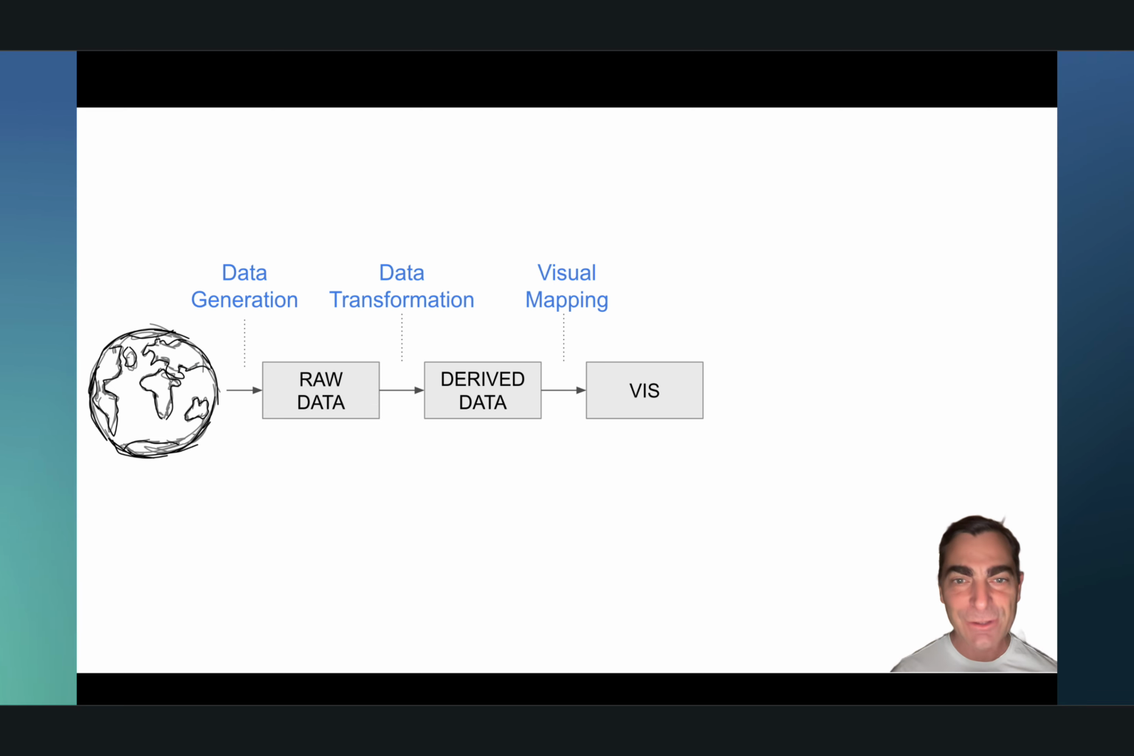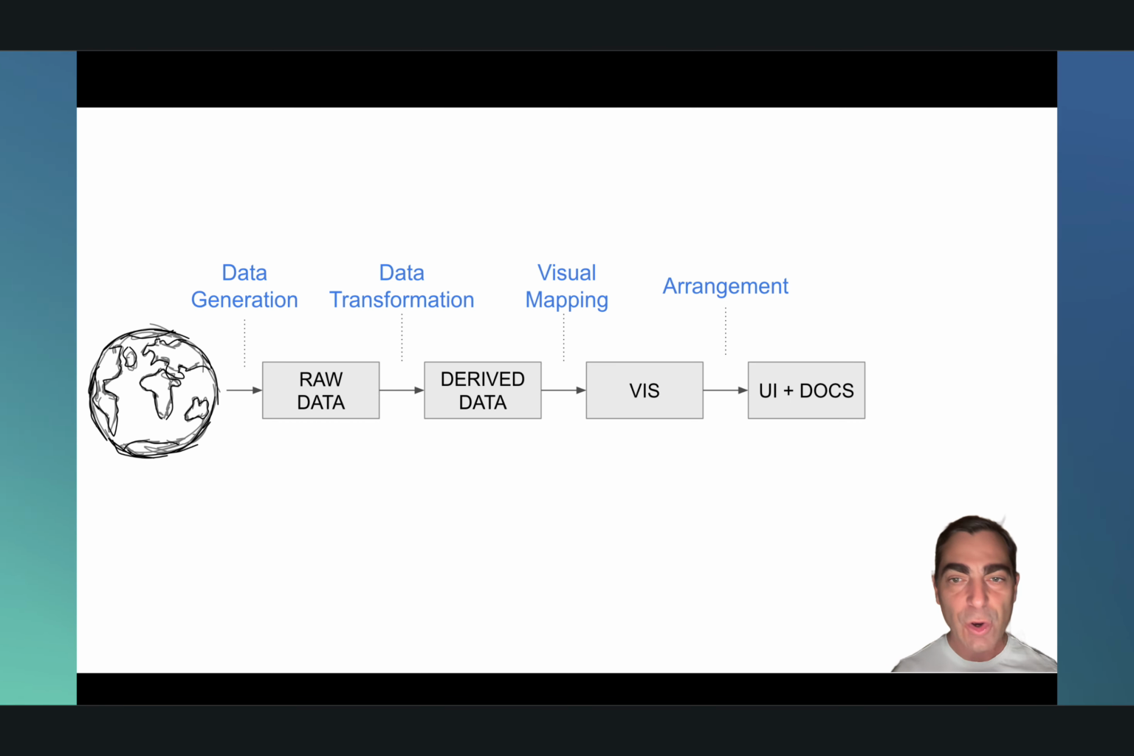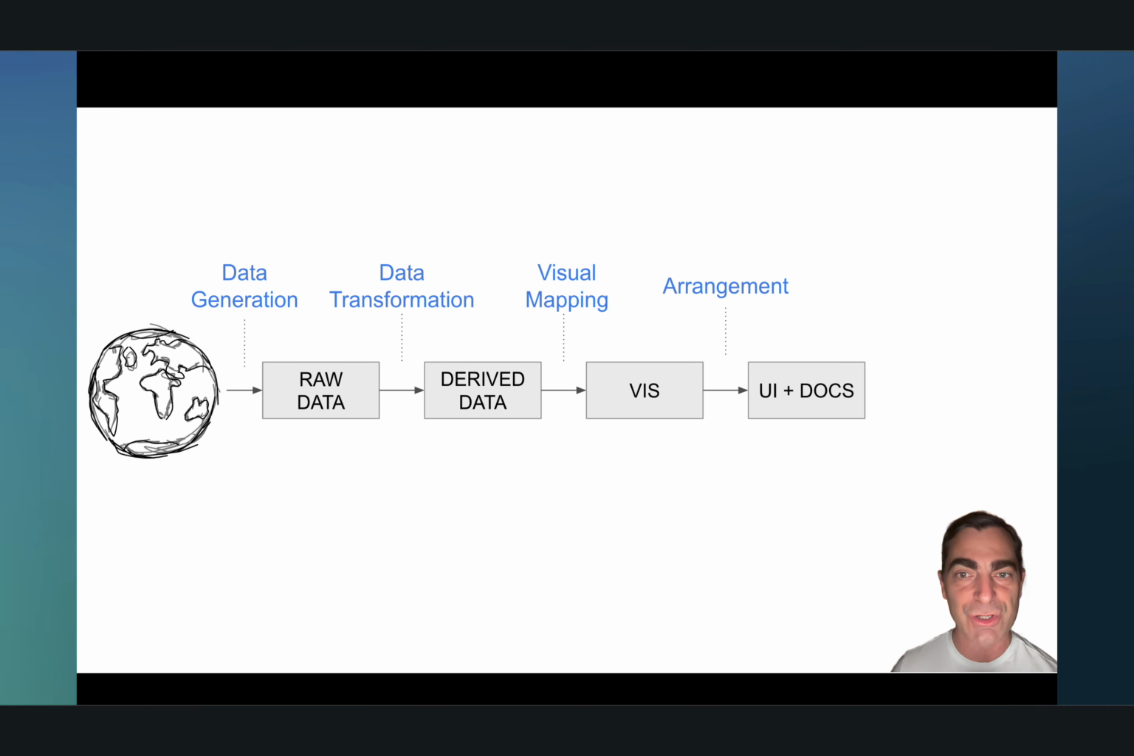But that's not the end of it. What else do we have? Well, typically visualizations exist in an environment, often within user interfaces when we are building tools, or all sorts of documents. It can be static documents, it can be interactive documents, it can be presentations, it can be a lot of different things. But what is really important is that visualizations actually exist within a larger context. And that's what I like to call arrangement.